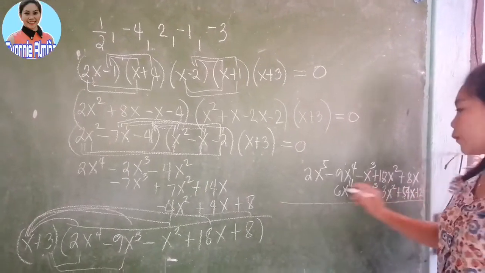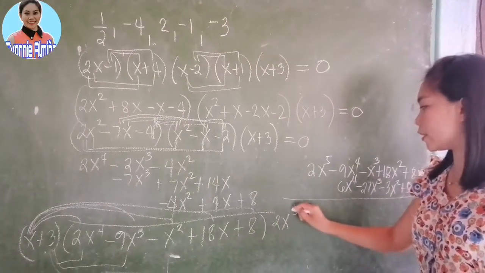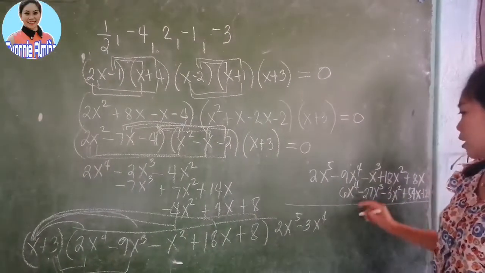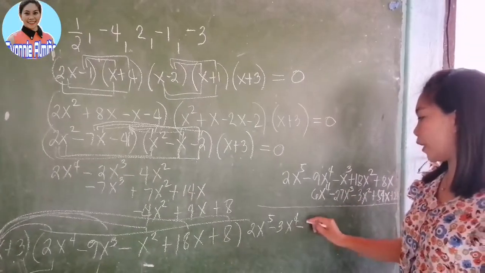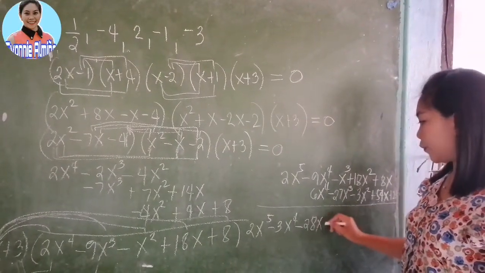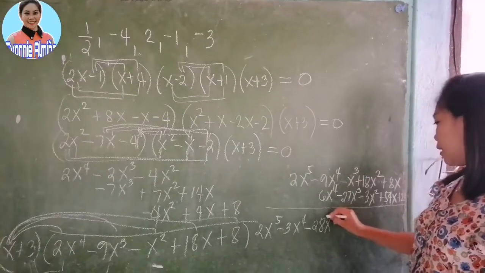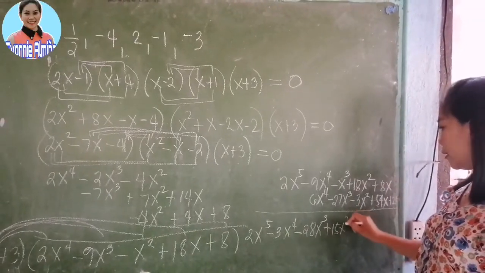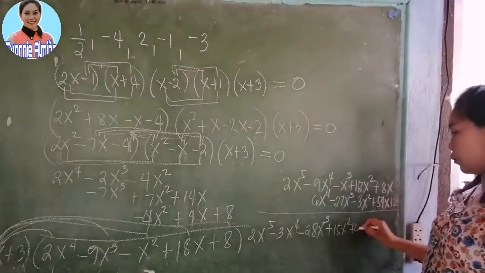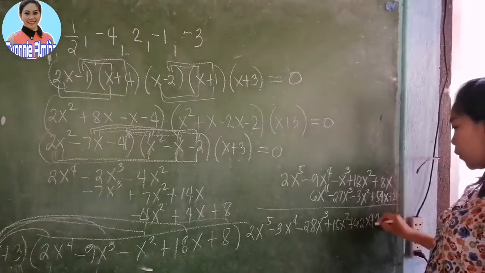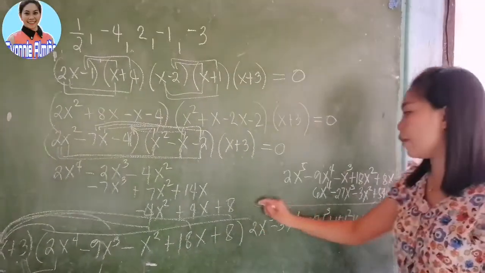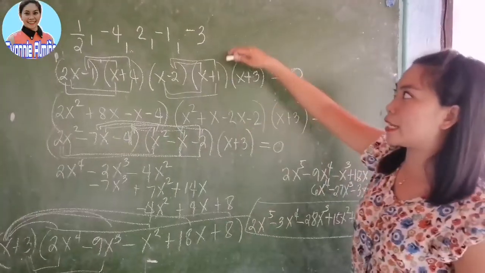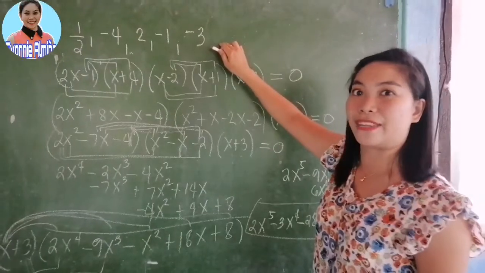So what is now our equation? You have 2x raised to 5. 9 minus 6, you have negative 3x raised to 4. Negative x plus 27, you have 28. Then copy the sign. So you have negative 28x raised to 3. 18 minus 3, you have 15x squared. 8 plus 54, you have 62x. Plus 24 equals 0. Now, we have the polynomial equation at degree 5 since our given roots are 5.